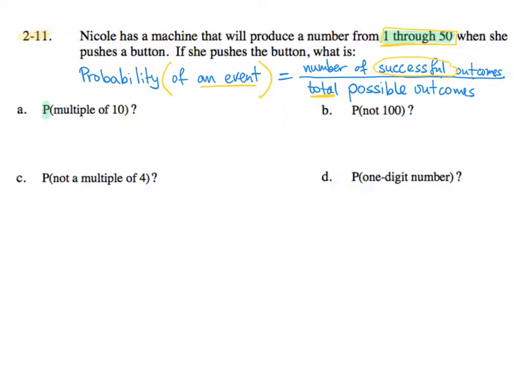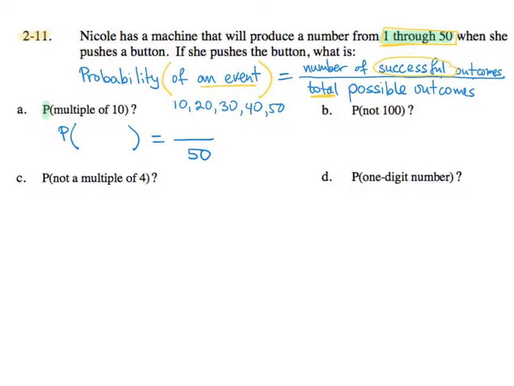So for the first one, I'm going to say P for probability. We need to look for a multiple of 10, but our total is 50 numbers, so I'm going to put 50 on the bottom. The multiples of 10, we're going to list them. So we have 10, 20, 30, 40, and 50. I would stop with 50 because that is what is successful.